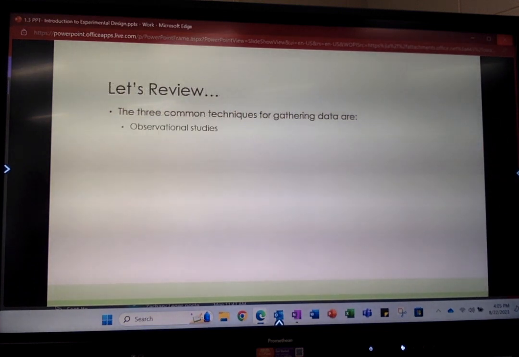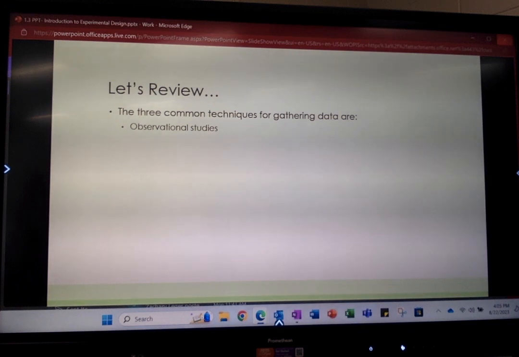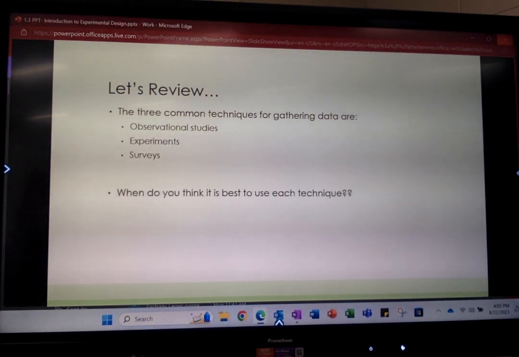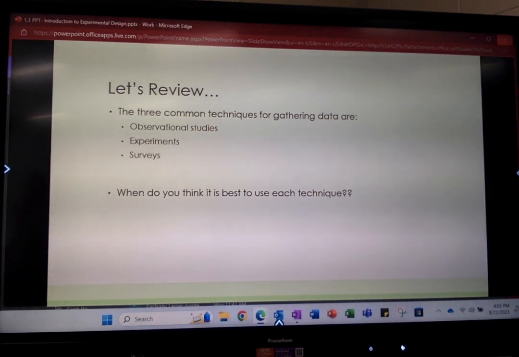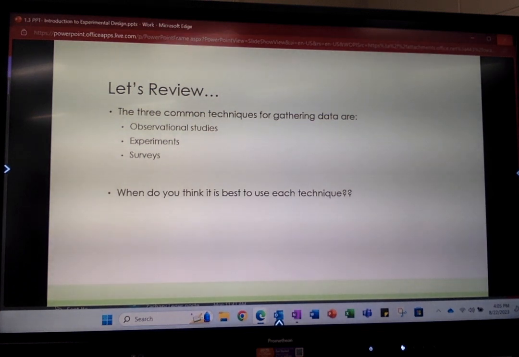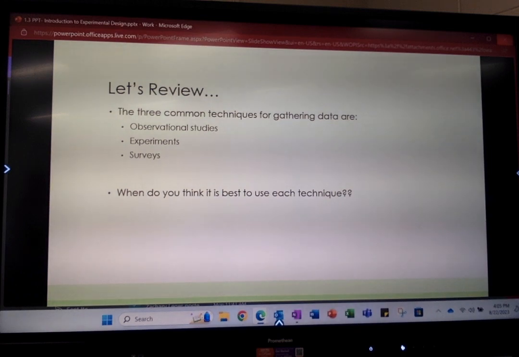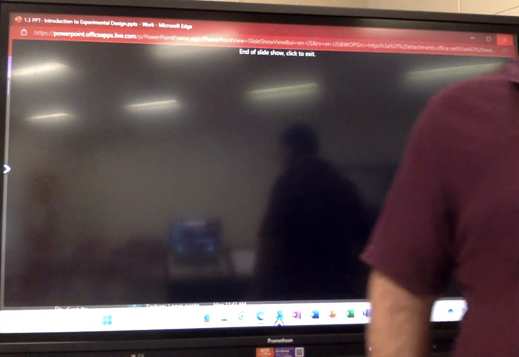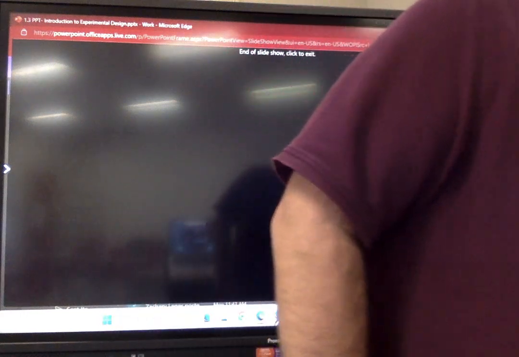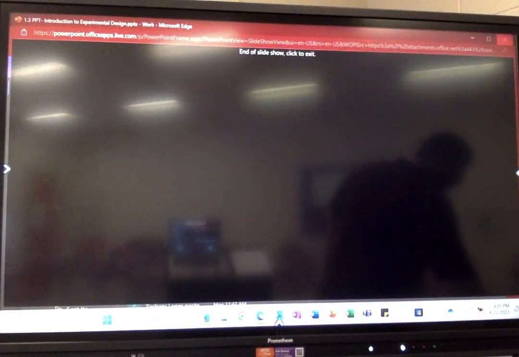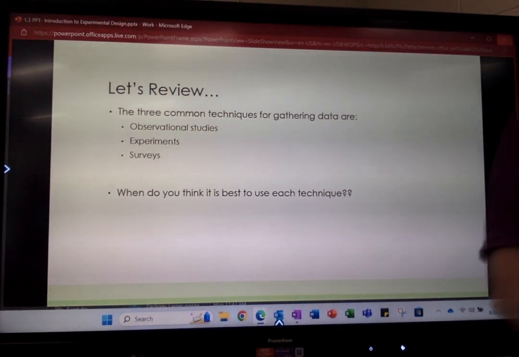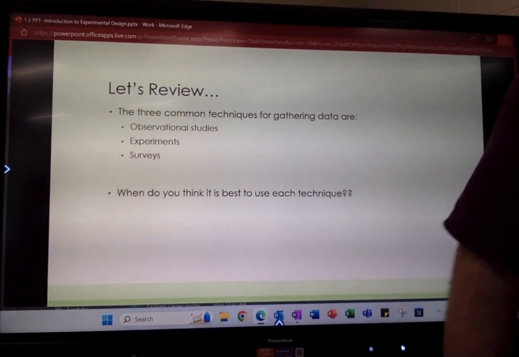All right, so again, the 3 most common techniques for gathering data are observational studies, experiments, and surveys. Now the question we think is, when do we think is best to use each technique? So when we talk about surveys, surveys would be better used for gathering information across a wide range of many variables. So something that you can ask multiple questions, right?